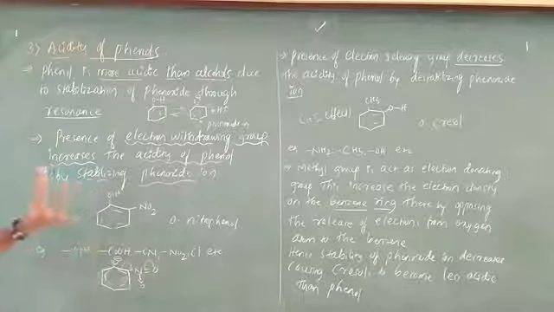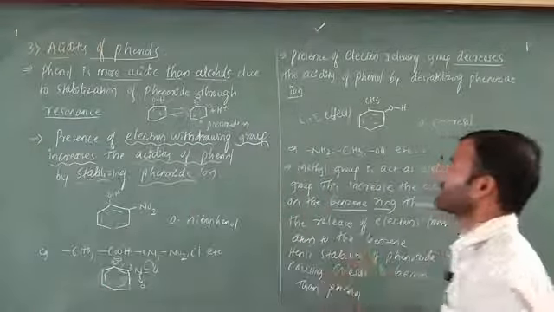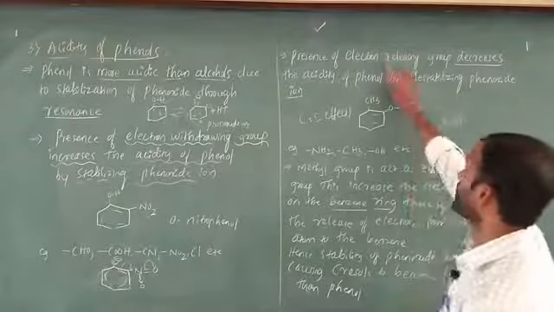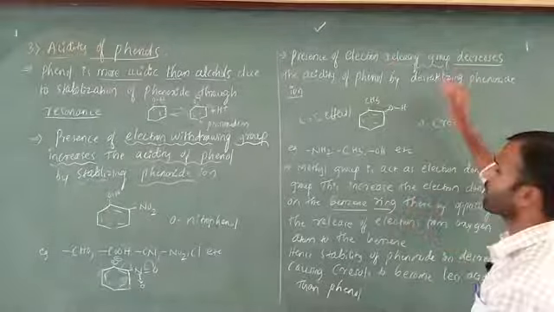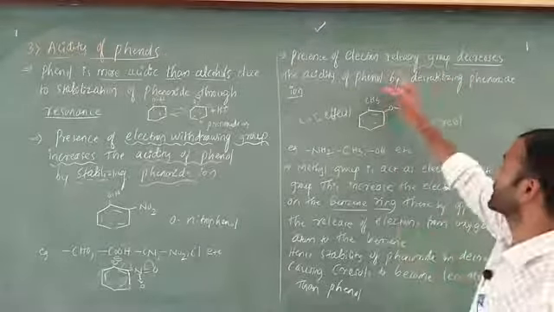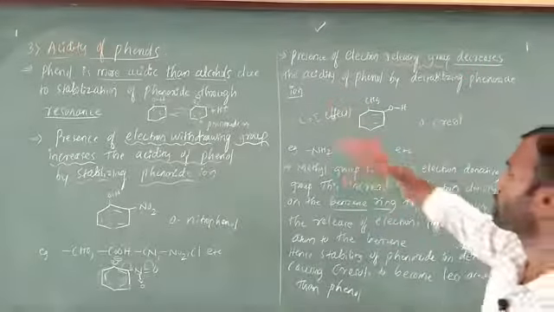That is why this is important. The first point is clear. What is that? Electron withdrawing group. The next one is what? The presence of an electron releasing or donating group. Here, releasing group or donating group, both words are the same. Presence of an electron releasing group decreases the acidity of phenol.